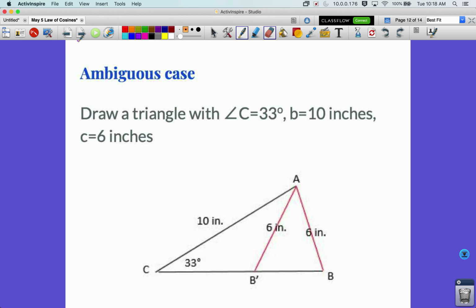Here, I think, yeah, here's a better picture of how we could do that, 6 inches to still hit this side length and still make it 33 degrees, without changing any of the lengths that were given. So that's the ambiguous case. Don't stress it too much. Normally just one triangle is enough, but be aware that sometimes with a very specific setup, you can get two valid triangles.